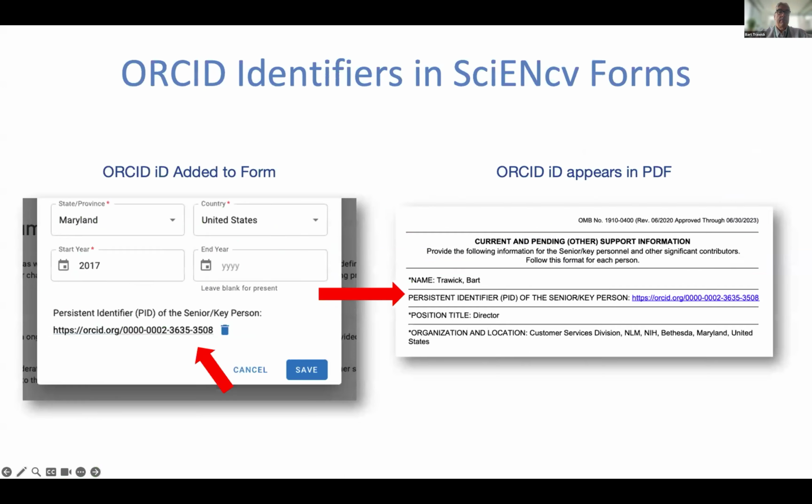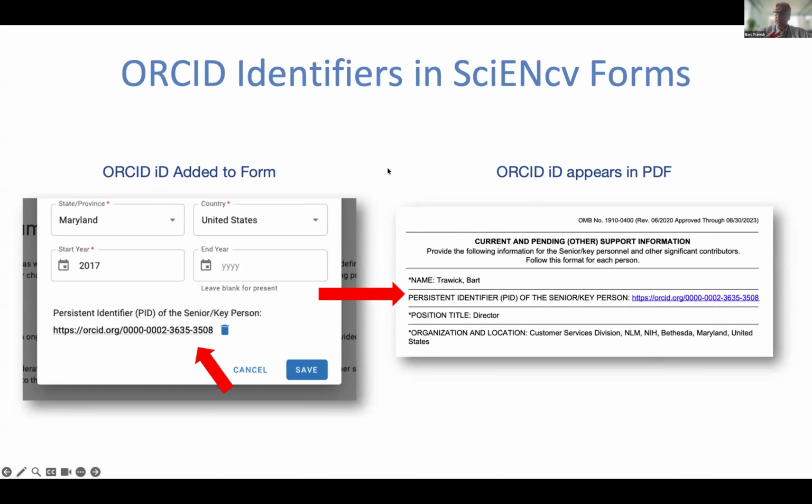So you've linked your ORCID account to SciENcv, and now we automatically put that ORCID identifier into the forms without you having to do anything else. So it flows right in. When you make the PDF, the ORCID identifiers are there. NIH has begun to require ORCID identifiers for all grant applications, and we help satisfy that requirement.